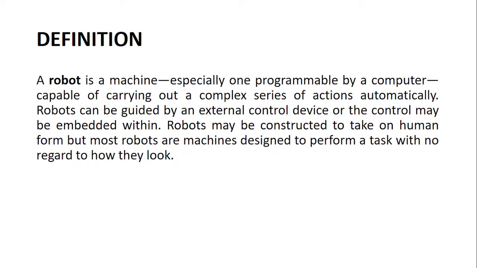A robot: a machine, especially one programmable by a computer. So we should be able to program the robot through a computer, capable of carrying out a complex series of actions automatically. So it should be an automated system. It could be guided or automated, but even in the guided case, once you give a single command, it should be able to perform a number of tasks based on that single command. Like if we go and pick something, the robot should do many things. First of all, it should identify what object it needs to pick.